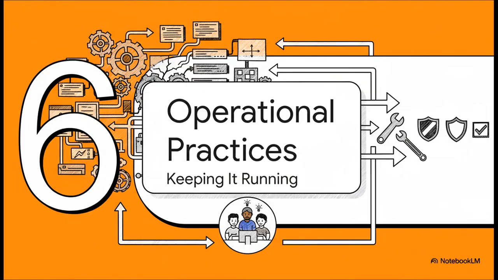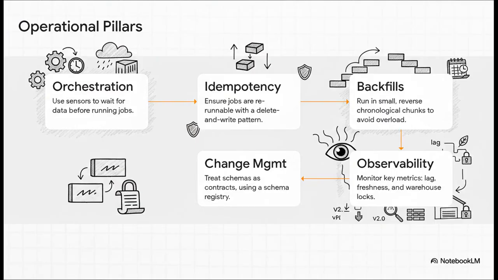This all leads us to the day-to-day discipline of it all. You can have the best architecture in the world, but with poor operational practices, it's going to fail. So how do the best teams keep a complex system like this running reliably? Well, it really comes down to these 5 pillars. First, smart orchestration. Use sensors and Airflow to wait for data to actually land before you kick off a job.